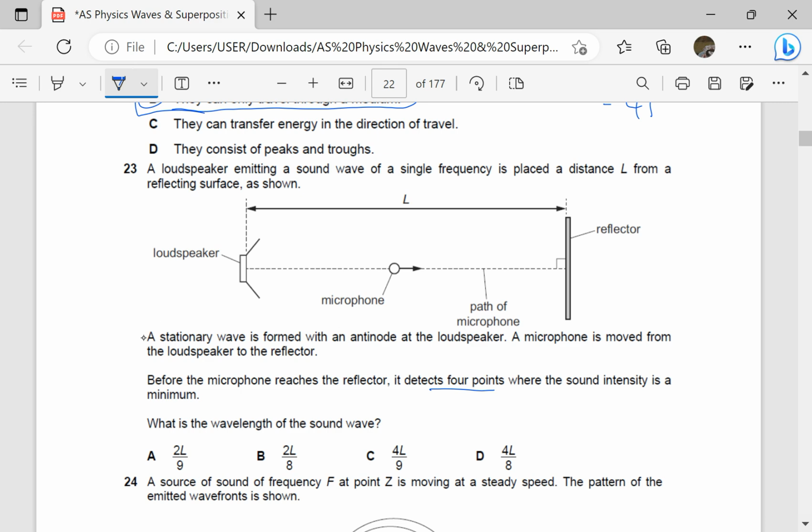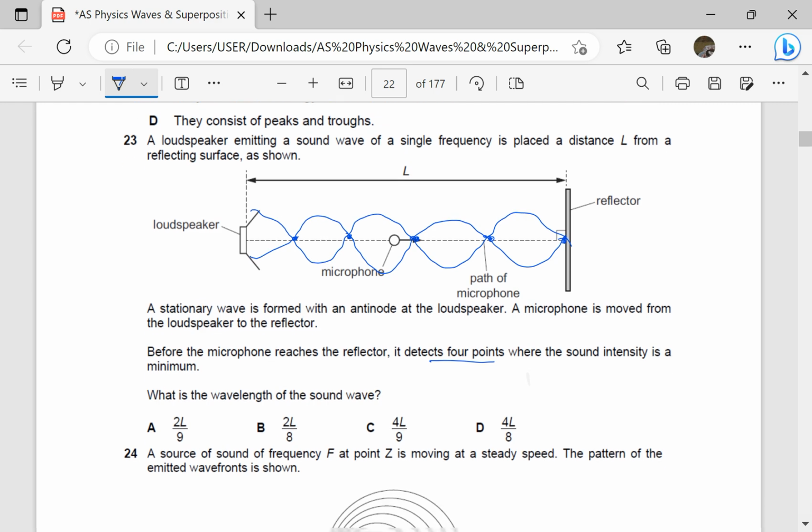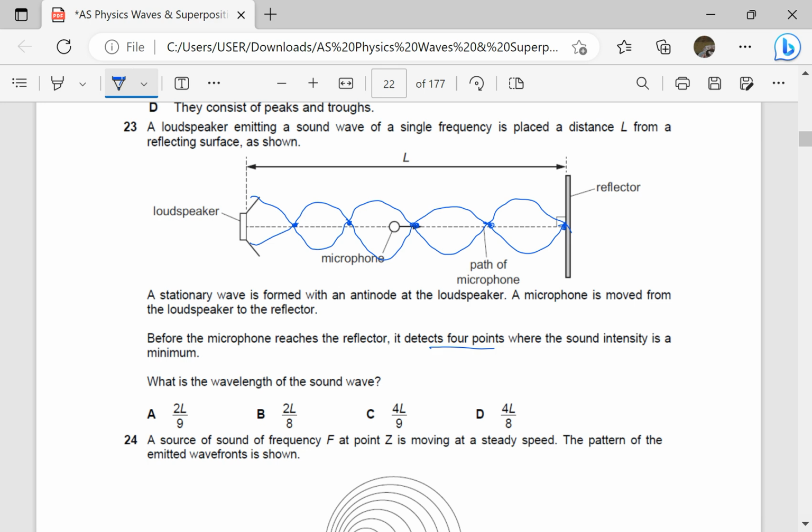So let me say this is going to be one node. Let me put here one node, second node. I will put here the third node, the fourth node. That means automatically there will be a fifth node just at the reflector. So if there's an antinode at the loudspeaker, I will sketch this. This is just a sketch to give us a picture of what is happening here. So there are 1, 2, 3, 4 nodes before the reflector. So I've added the fifth node just at the reflector because we don't expect an antinode at the reflector. It must be a node.